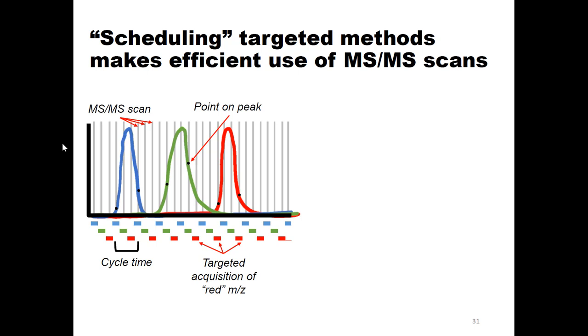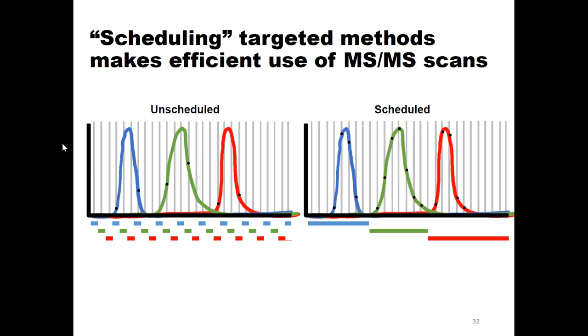This cycle time, I'm wasting all of my cycle time here because I'm waiting to collect this red peak, and then I cycle through blue, green, and then red again, blue, green, and then red. I know my red peak is not going to elute till the end of my gradient, so why the heck am I even bothering to measure it if I know it's not going to be there? So that's the difference between an unscheduled method and a scheduled method. It's more efficient use of your mass spectrometer time.